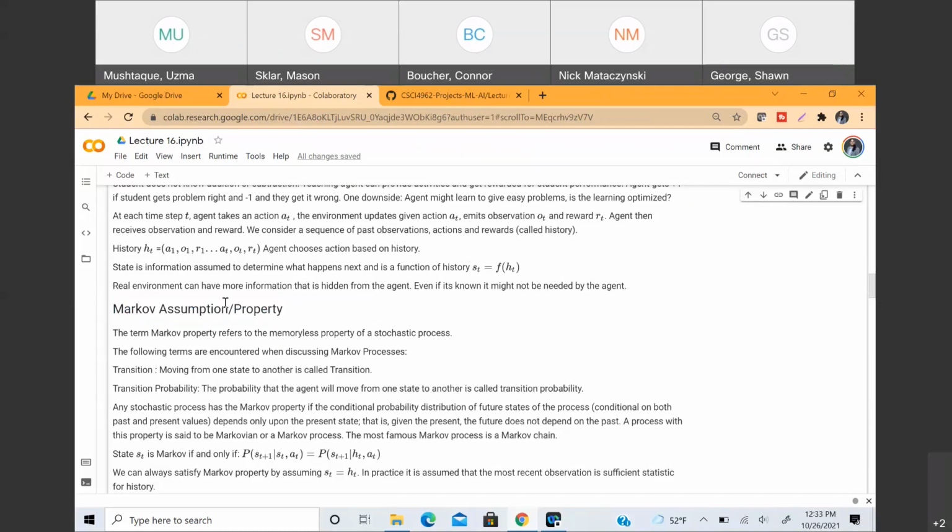Okay, so what is this? Now, first of all, a real environment can have more information that is hidden from the agent. We don't care about that while modeling this process because maybe we don't need that. Or maybe we need that, but there was no way to capture that. And so obviously we're going to miss out on that.